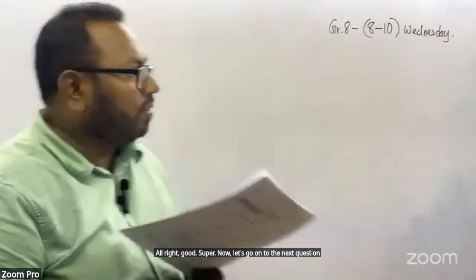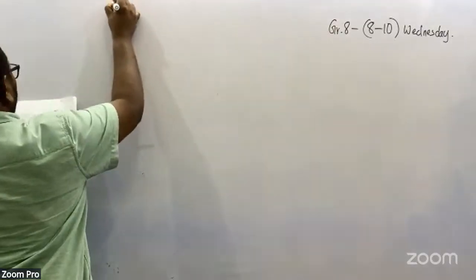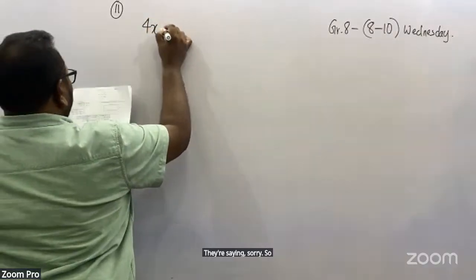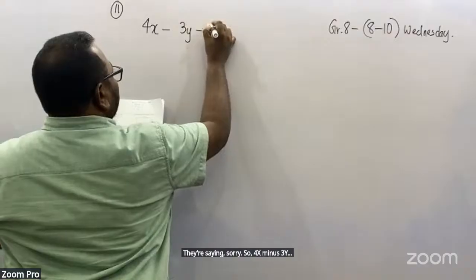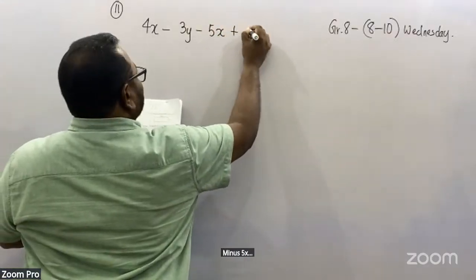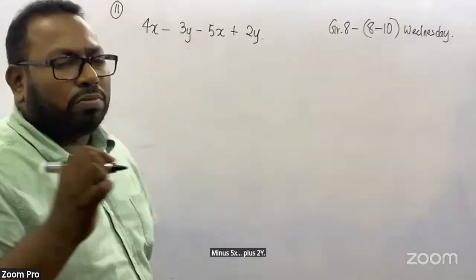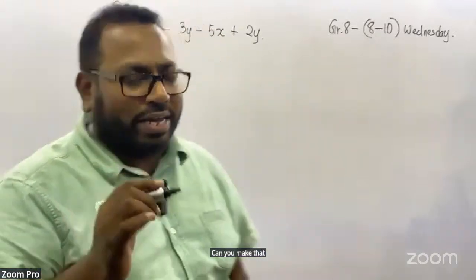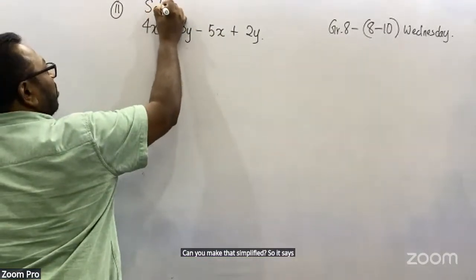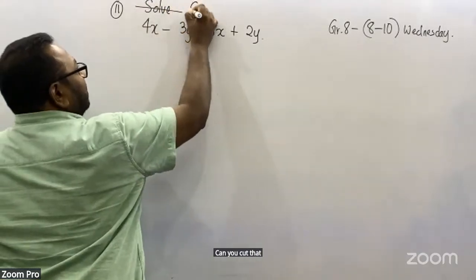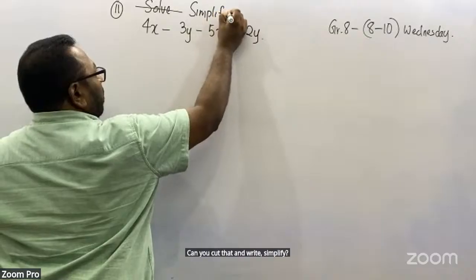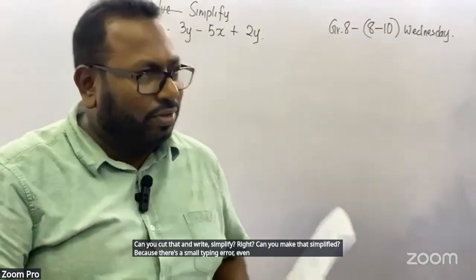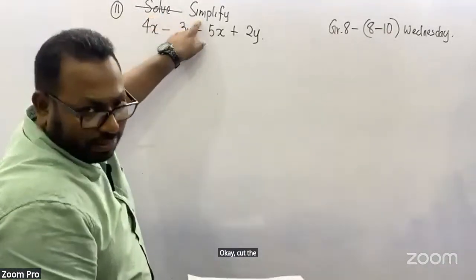Now let's go on to the next question. Question number 11. They are saying solve: 4x minus 3y minus 5x plus 2y. Can you do a small change for me? It says solve. Can you cut that and write simplify? Because there's a small typing error. Even I missed it. Cut the solve out and write simplify.